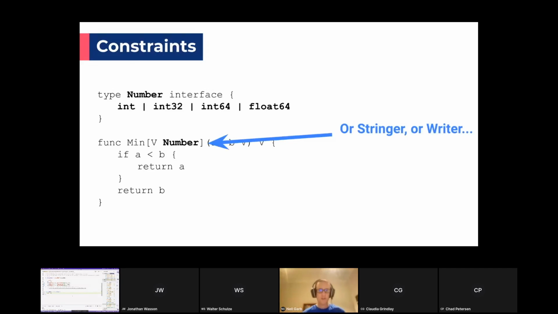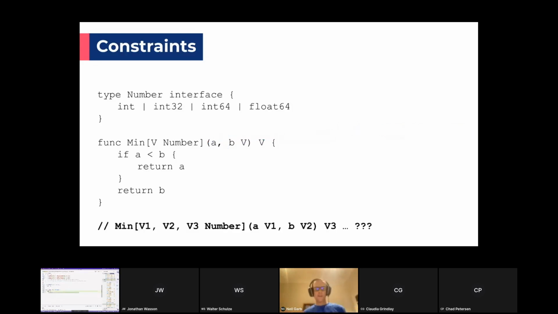So as I mentioned, the constraint that you pass in here is just an interface. You can actually inline the word interface with curly brackets and give it functions, or you can define it like this. So you can pass in a string or a writer. And just an interesting little gotcha. So here's a version of the min function. Walter also had a version of min where we've provided three types. We've taken an A of type V1 and a B of type V2, and we return V3, which is the minimum of the two numbers.